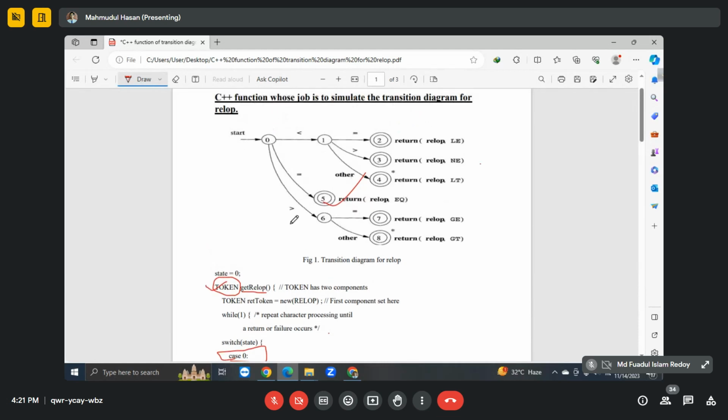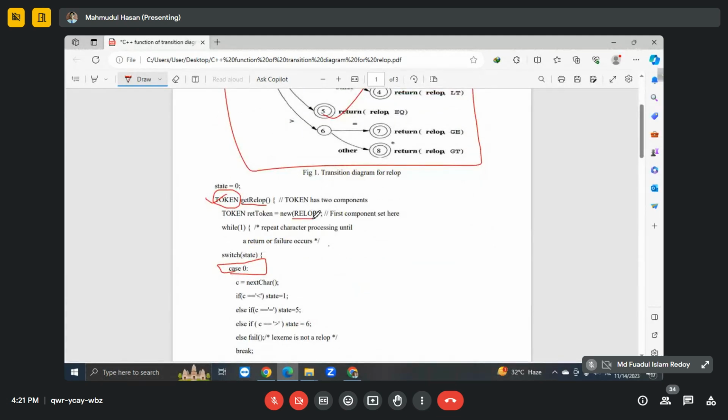And for this one, the token name is the same, that is the reload. That's why at first I assign the first component. So this part is common. You must write this part. Everyone, you must write this part.